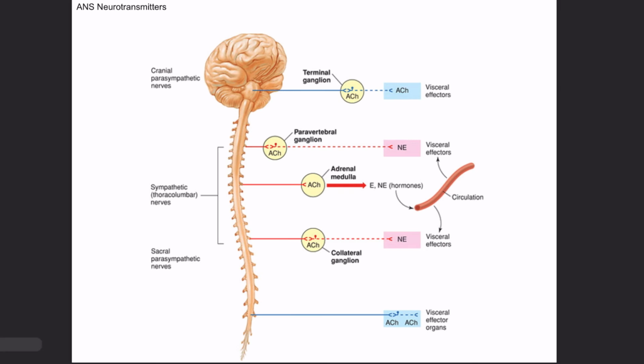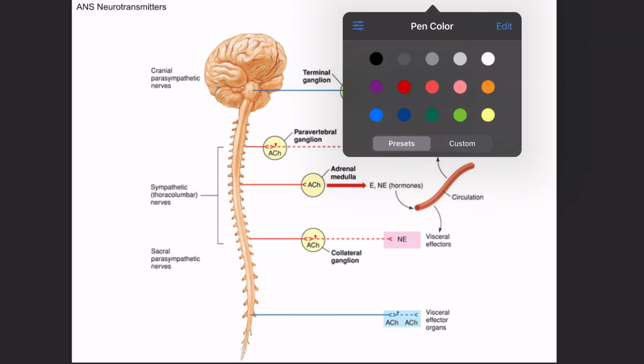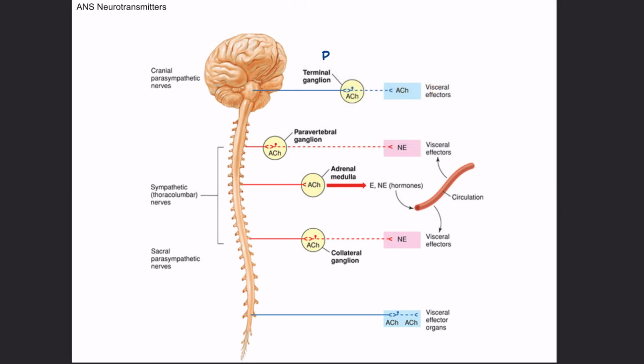So this is just showing you an image that summarizes what we just spoke about. The blue here is our parasympathetic division. They are in the cranial region and the sacral region. The preganglionic neurons are long. They release acetylcholine, and so they're called cholinergic. The postganglionic neurons are short. They also release acetylcholine.